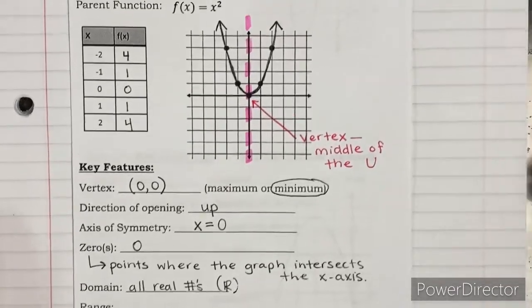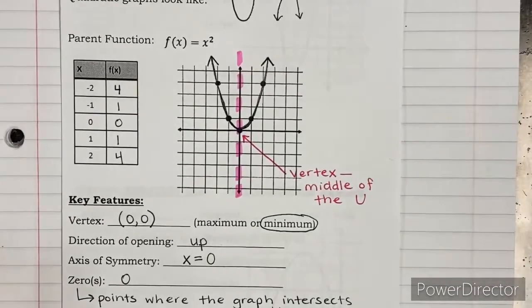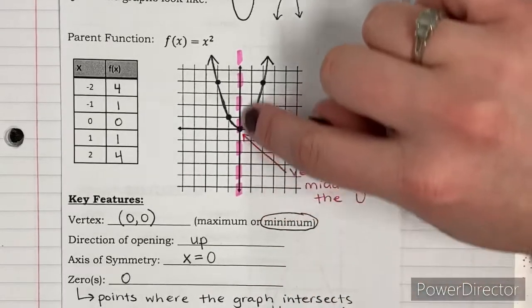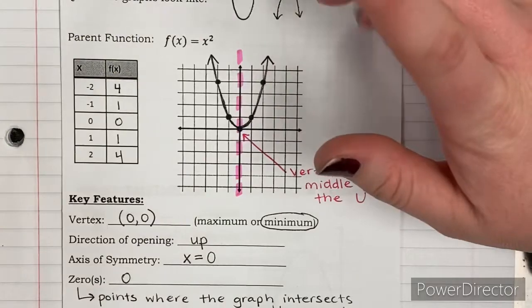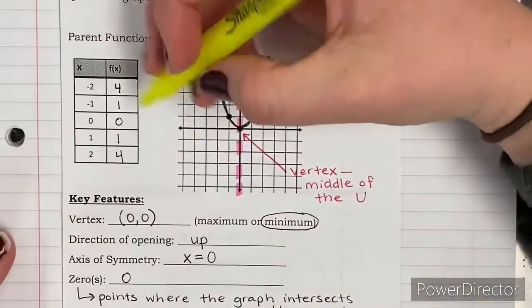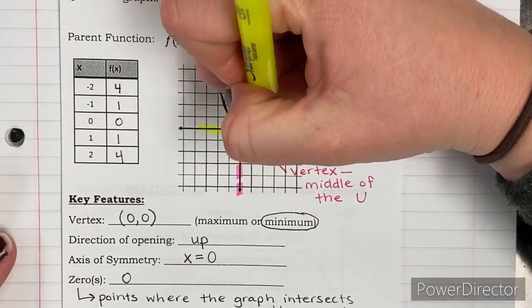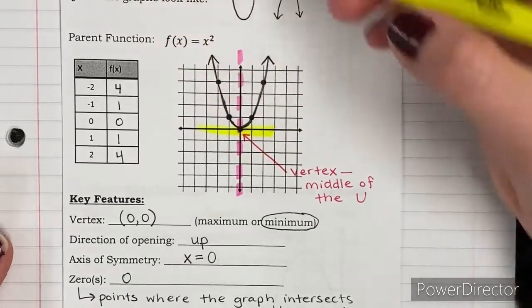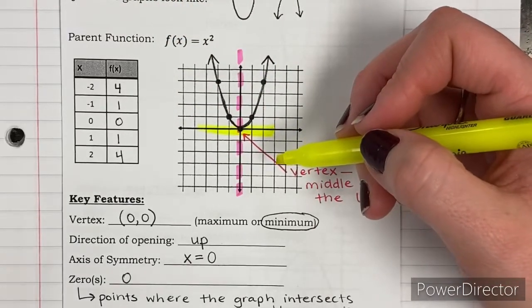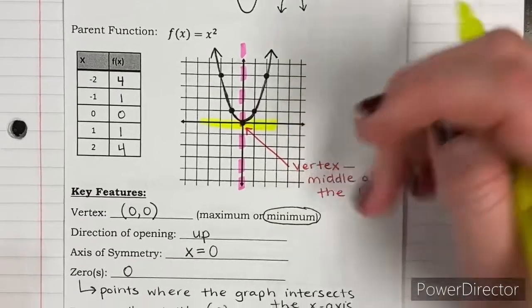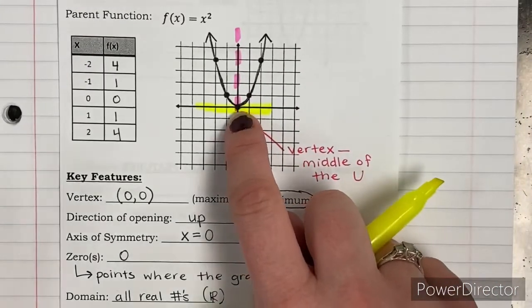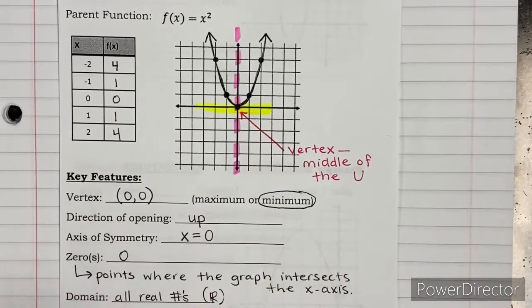Range is the little bit of tricky one. It's not going to be all real numbers every time. So range is our y values. So now we're looking at the y-axis right here. So I want you to take another highlighter, preferably a different color if you have one, and I want you to highlight where the vertex is, because that's where your graph actually starts. A graph that looks like this starts at the vertex. So there's our vertex. It's at 0, which we already know that.